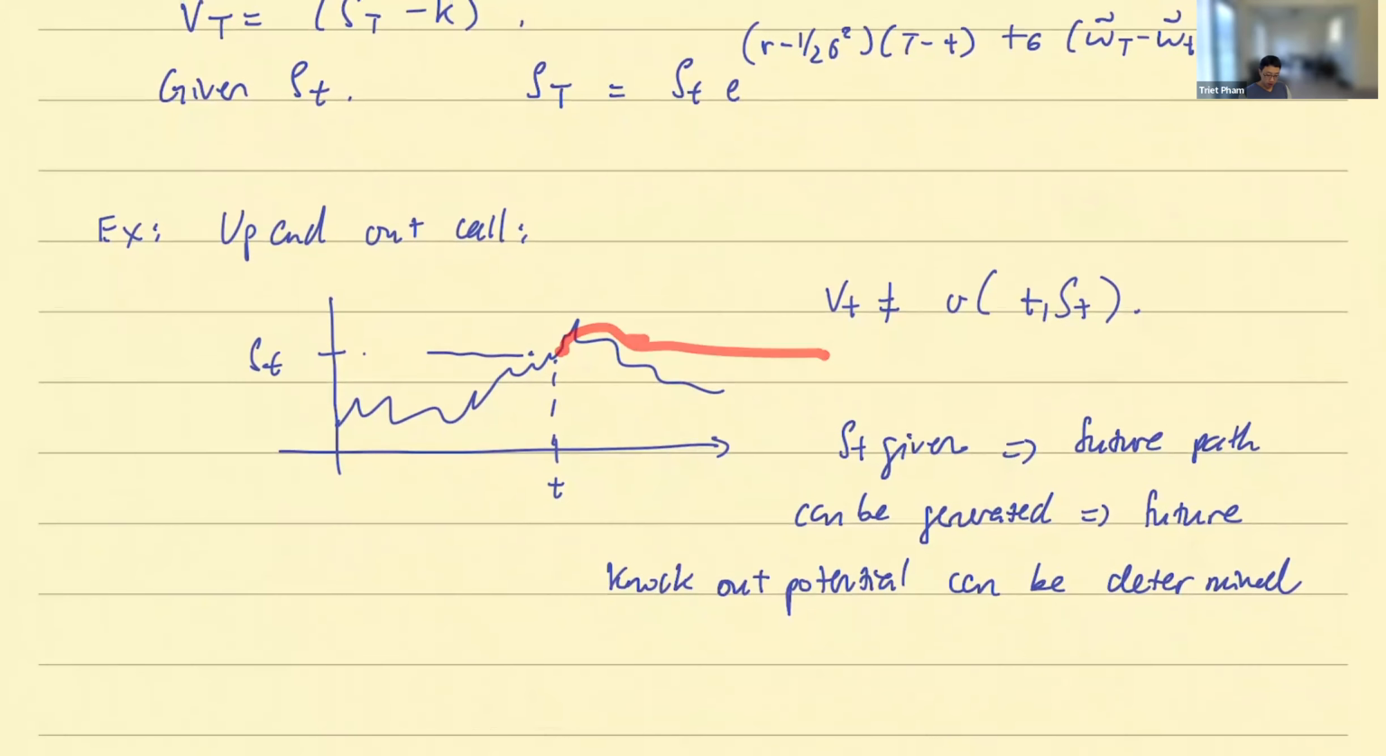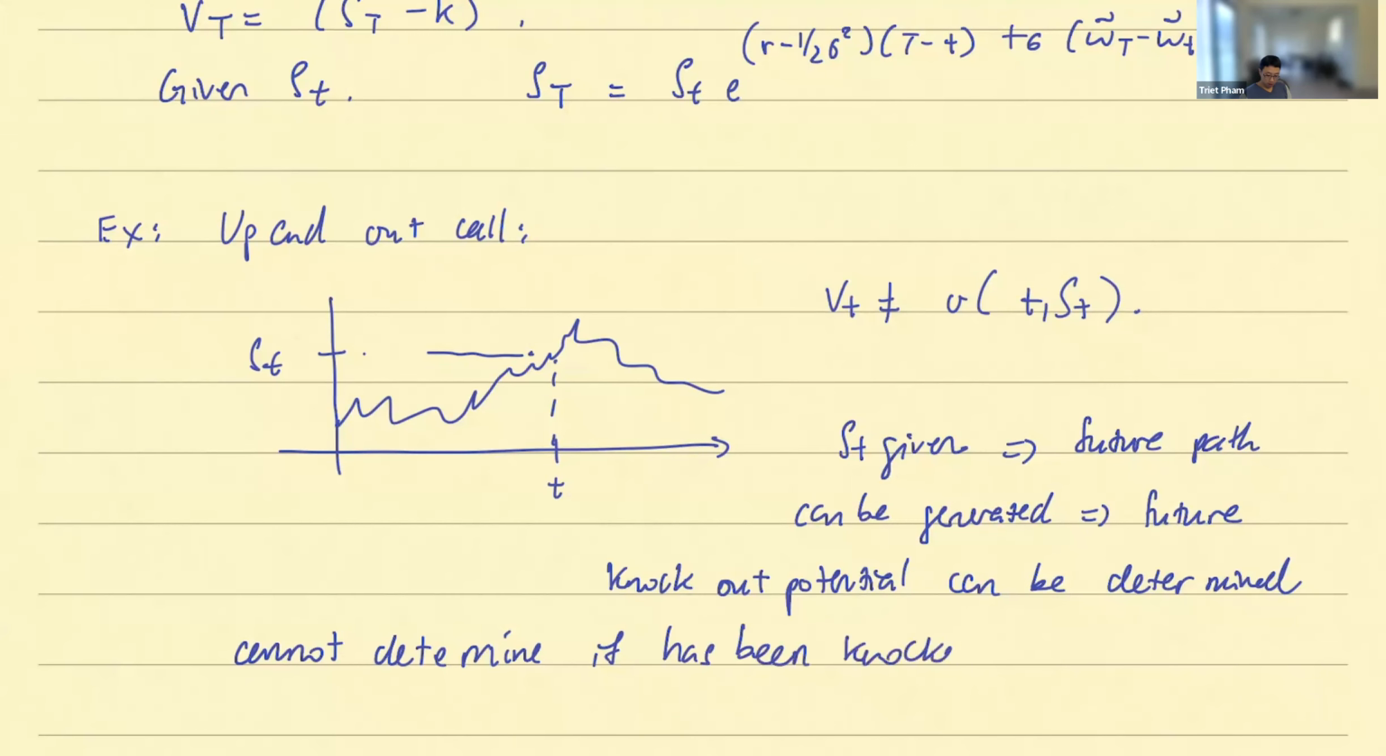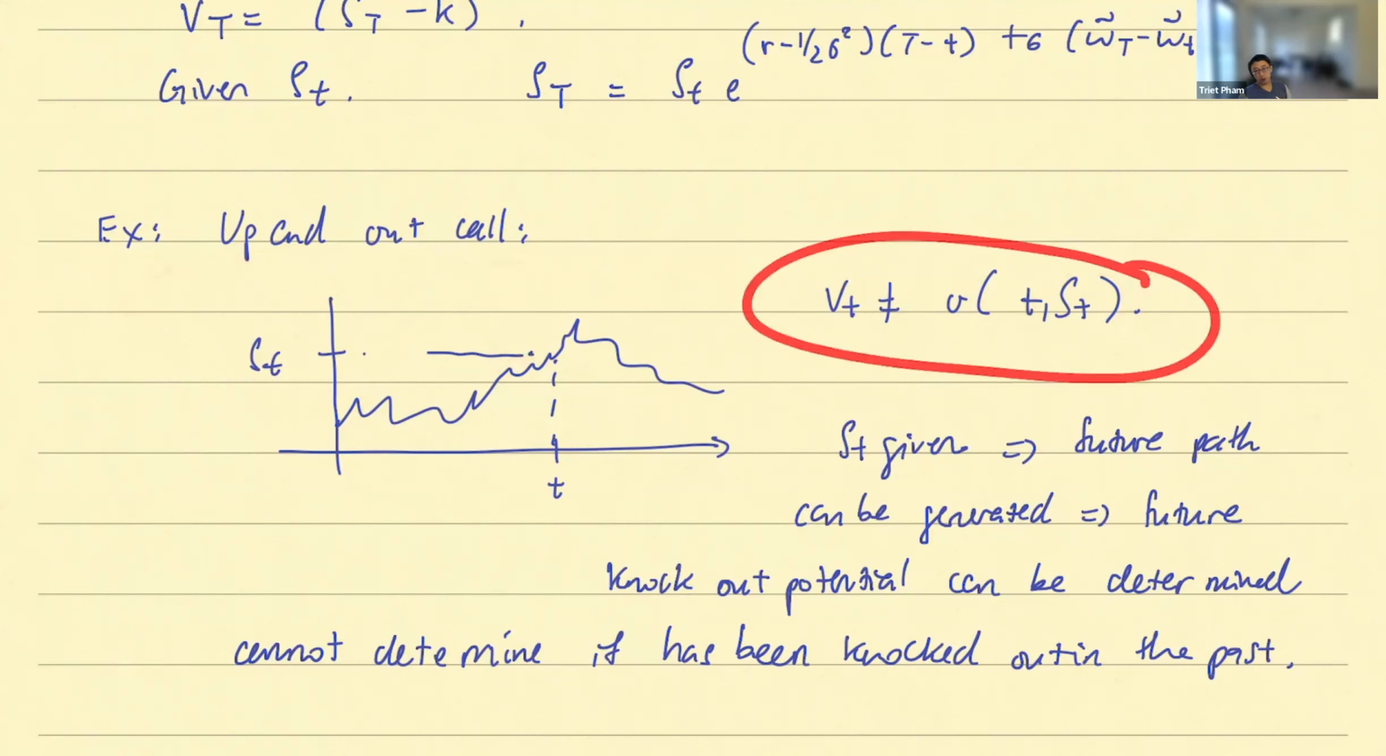The one thing you cannot determine is if you have been knocked out in the past. In other words, if you're here, you don't know if the option has crossed the barrier sometime in the past or not. That's not part of the given information. Therefore, an up and out call technically is not a function of T and ST.